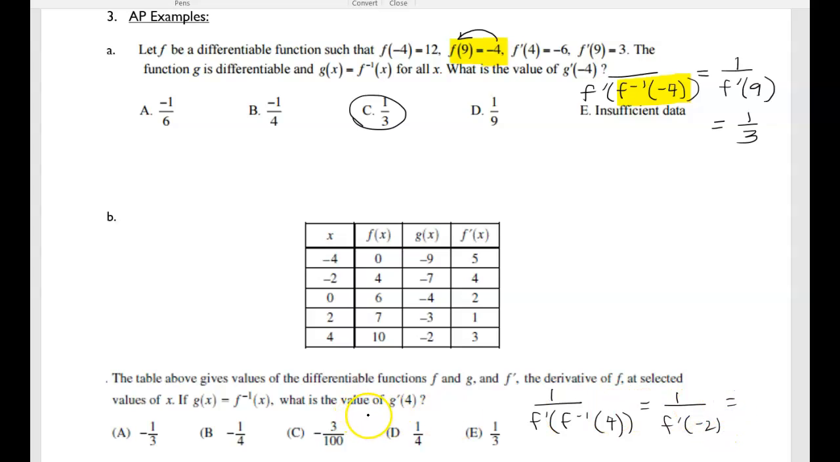You could have also done this. You could have seen g of 4 and you see that it's negative 2. So you'll notice, because we already know that g is the inverse, you could have done it that way. And then 1 over f prime of negative 2, that's 1 over 4. So that's this 4 right here that I'm looking at. And so that is my answer.